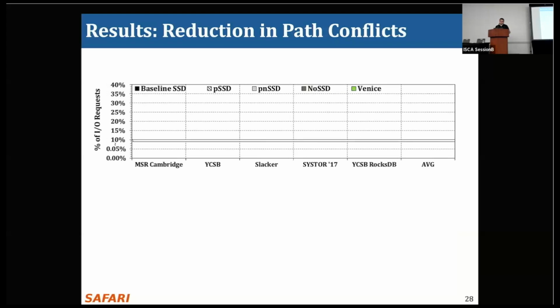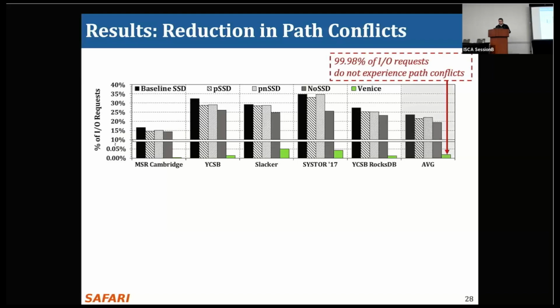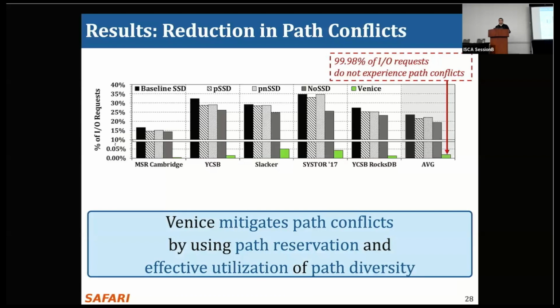Next, we look at the reduction in path conflicts. Here we show the percentage of IO requests for each workload which experience path conflicts, and we show the prior approaches and Venice here. With Venice, 99.98% of the IO requests do not experience any path conflicts. And this is because of the path reservation process and effective utilization of path diversity.